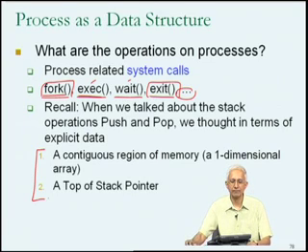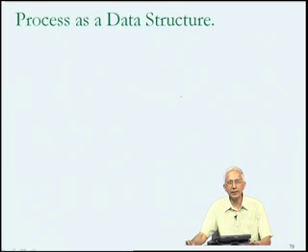So we had a very explicit notion of what the data associated with the stack was from the perspective of implementing the stack. And we need something similar from the perspective of viewing the process as a data structure. In other words, explicitly what are the pieces of data associated with the process that are manipulated by the process operations? And that will complete our picture, our perspective on viewing the process as a data structure.